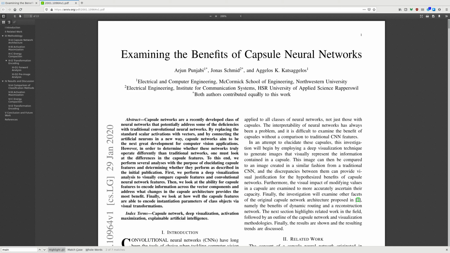Today I'm reading Examining the Benefits of Capsule Neural Networks. The authors are Punjabi, Schmidt, Agelos, Akatsagelos. It's from Northwestern University, Electrical Engineering for Communication Systems, HSR, University of Applied Sciences in Rapperswil.